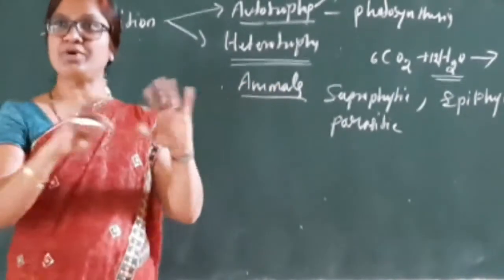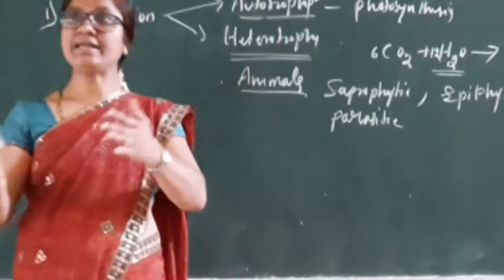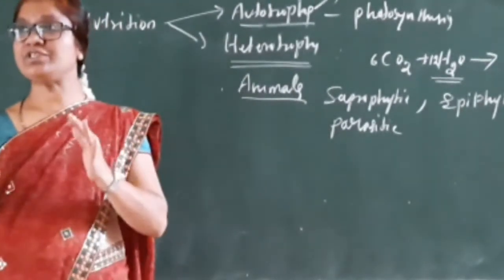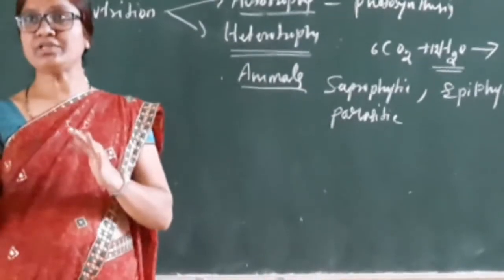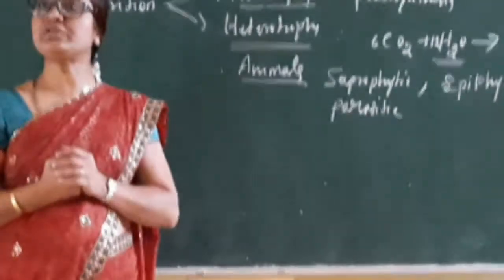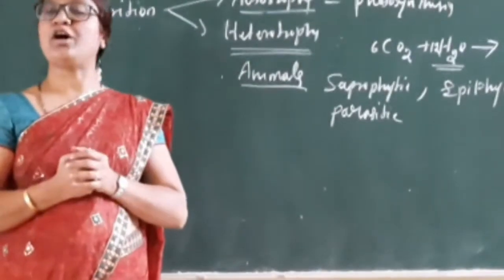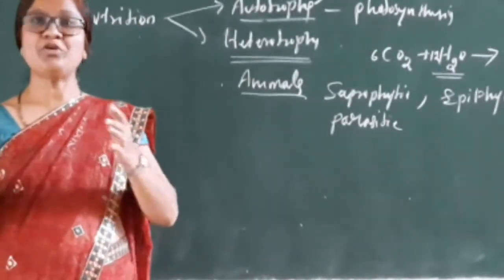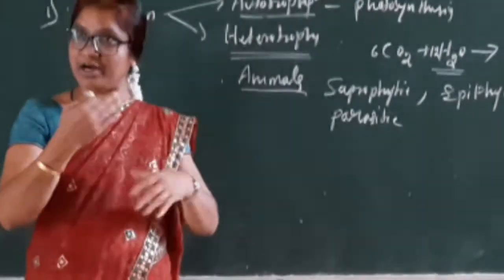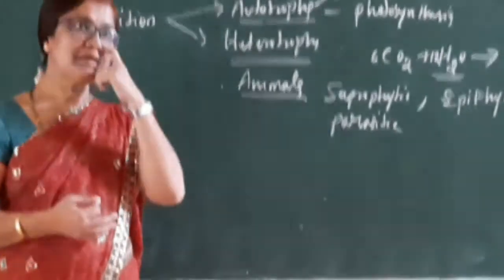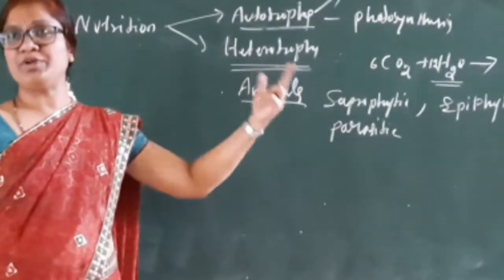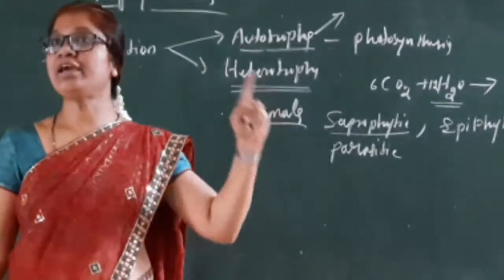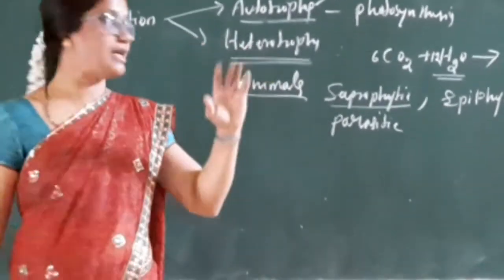What are omnivores? They consume both plants and animals as food. What are herbivores? The organisms which depend only on plants. Carnivores depend only on animals. Saprophytic organisms depend on dead and decaying matter.